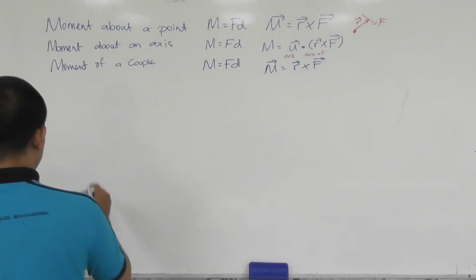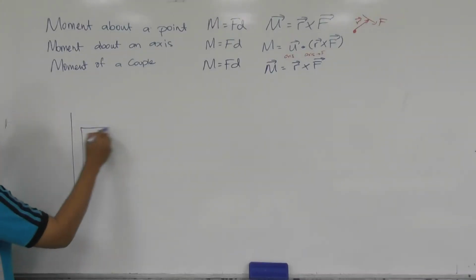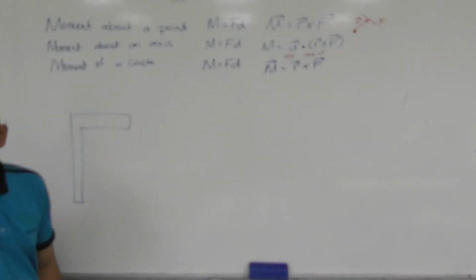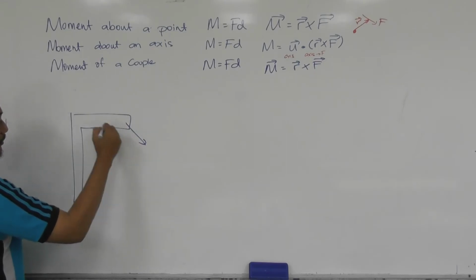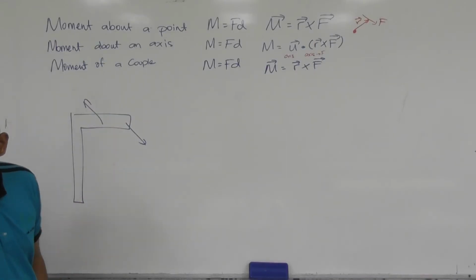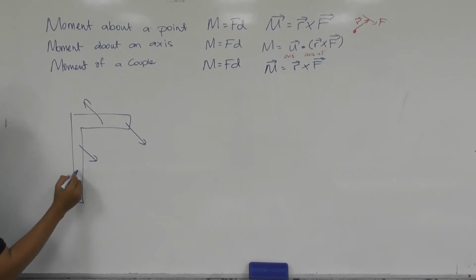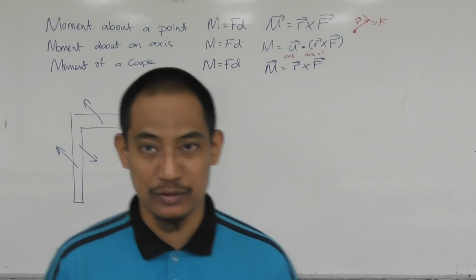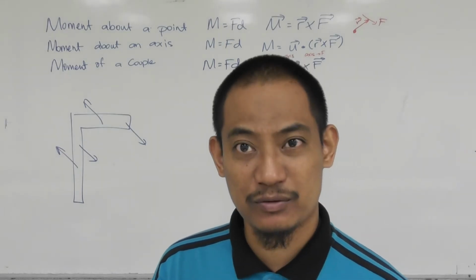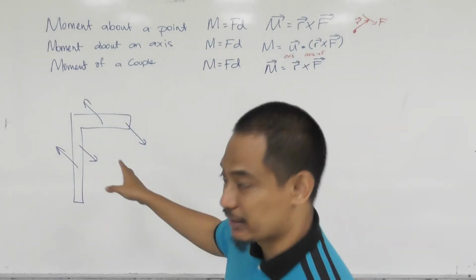So basically, if you see the problem, it's something like this, where you have two forces here and another two forces here. Okay, the zooming is still problematic. Hopefully it's okay. So it's something like that.